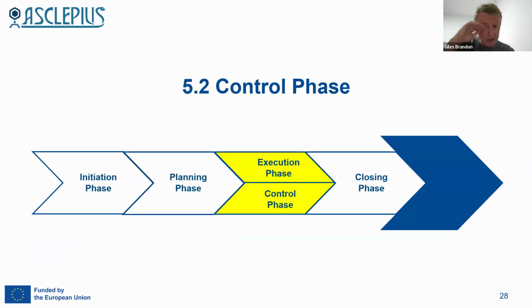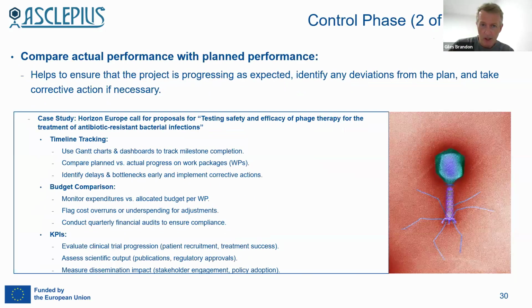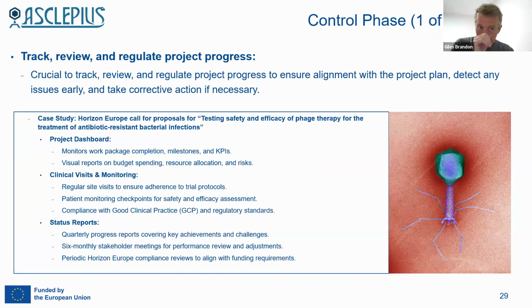In parallel with the execution phase, it's important to do checks, to do controls. So what might that involve in practical terms? Clearly control is about tracking, reviewing and regulating project progress. We need to do this to make sure that we align with the project plan, that we detect any issues early, and that we take corrective action if necessary.